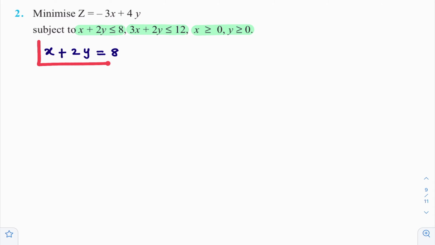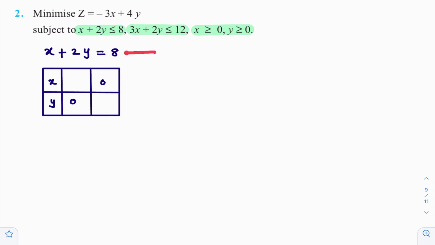To draw a straight line equation, we need 2 points on the line. To draw this line equation, I'll consider this table. Now I'll put y equal to 0 in this equation. You put y equal to 0, you will get x equal to 8. So I got 1 point on this line. That point is 8, 0. Now in this equation, I'll put x equal to 0. If you put x equal to 0, you will get 2y equal to 8, y equal to 8 by 2, that is 4. So this point is 0, 4. So I identified 2 points on the line: one is 8, 0, another one is 0, 4. From these 2 points, I can draw this line.